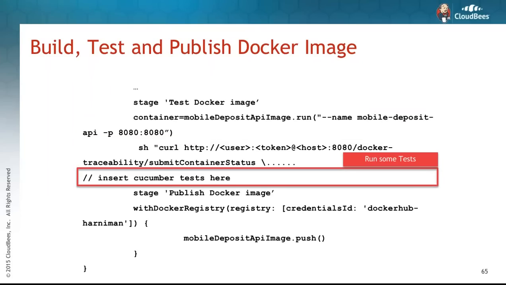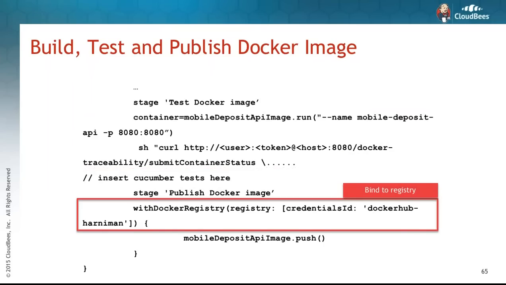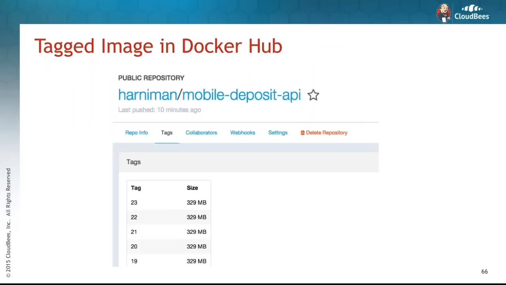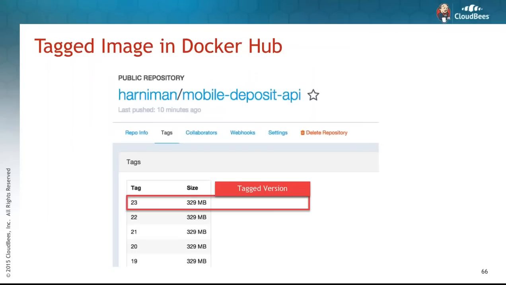Here we've got an area where we can run some tests on that actual Docker image. Now, assuming that all went correctly, we can move into our publish Docker image stage. And here we're actually going to use our credentials. We're going to bind to the registry. Once that's successful, we can do a push, so we can push our image up to that Docker repository. And then taking a look at Docker Hub, we can now see that our tagged version is saved there.